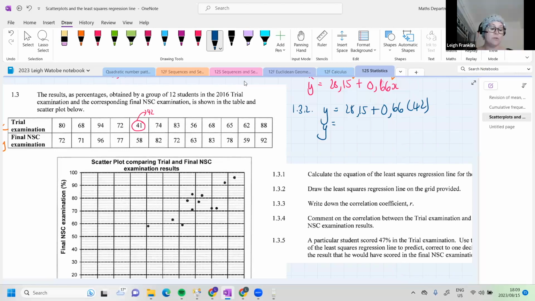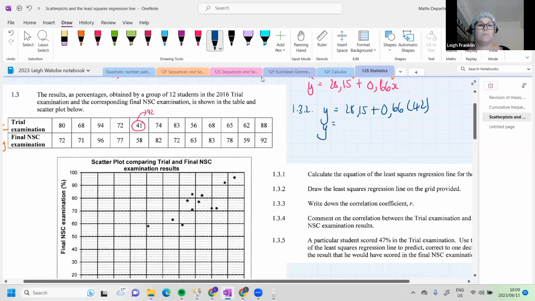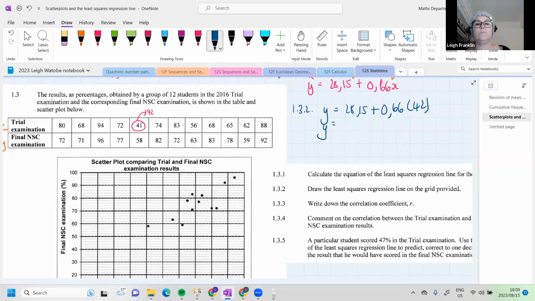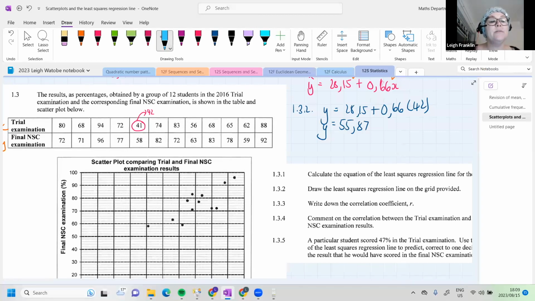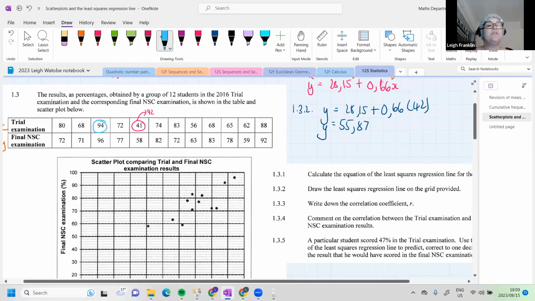What are you guys getting as an answer? When you sub in the 42, what are you guys getting as a y value? That's it. Me too. I'm also getting 55.87. All right. Now let's find the biggest number. Here it is. And let's choose something that's just a little bit smaller than our biggest.